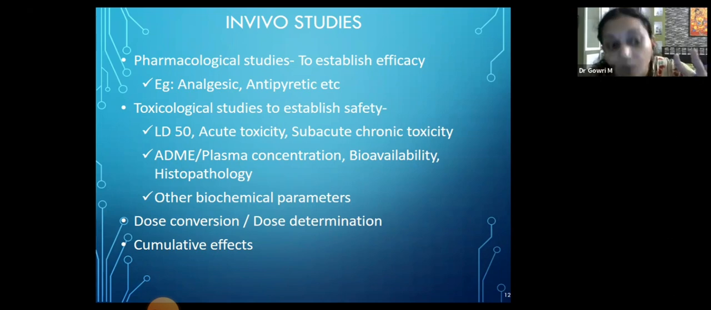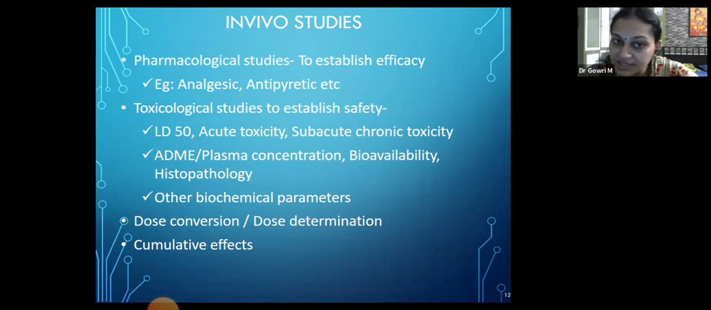We can know the corresponding dose that has to be given to humans by dose conversion, by giving it to animals and understanding the efficacy and safety. We can convert it into human dose. So for dose determination and dose conversion, we will do in vivo studies. And to understand the cumulative effects, that is, if you are using this particular drug for 6 months or 1 year, will it cause any cumulative effects in the body, whether the excretion, metabolism, digestion, ADME of the drug is normal or not. So to understand these points, we will be doing animal studies.